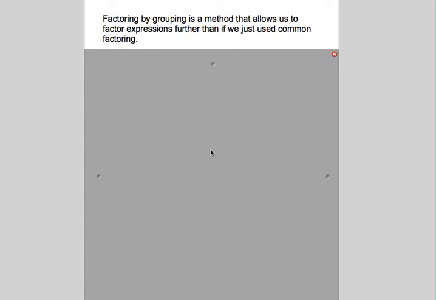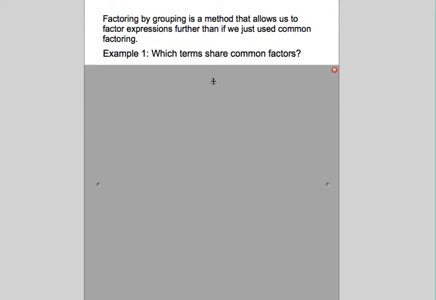Lesson on factoring by grouping. So factoring by grouping is just a method that allows us to factor expressions further than if we just used common factoring or any of our other methods that we've learned to date. Let's take a look at the example.